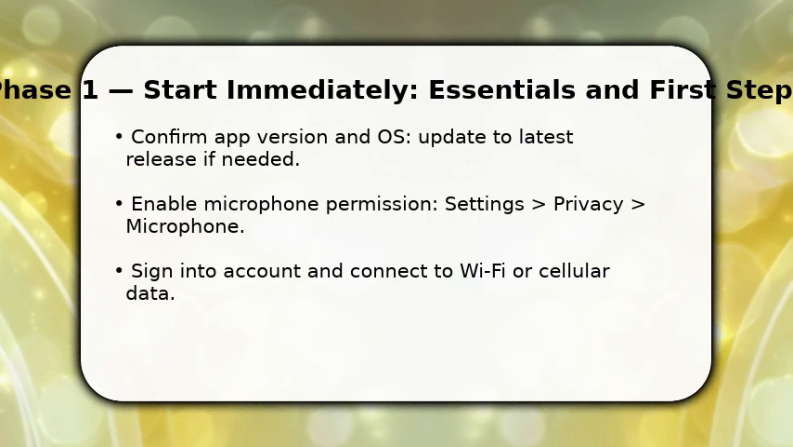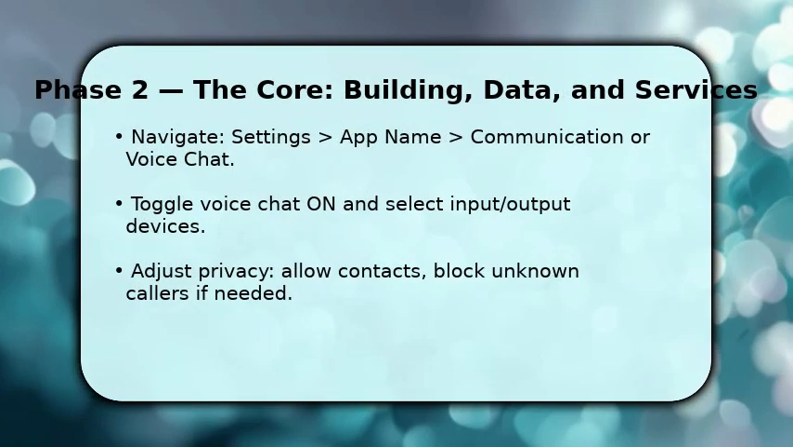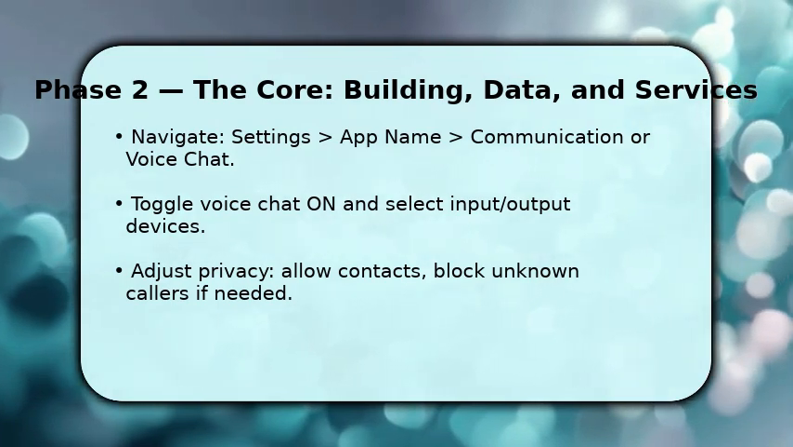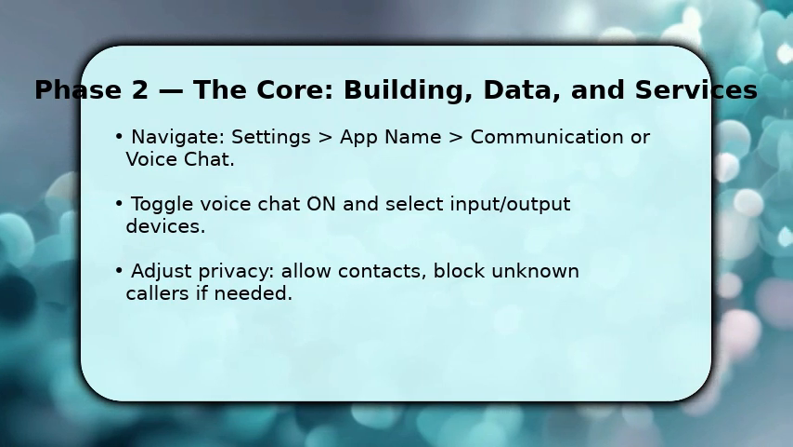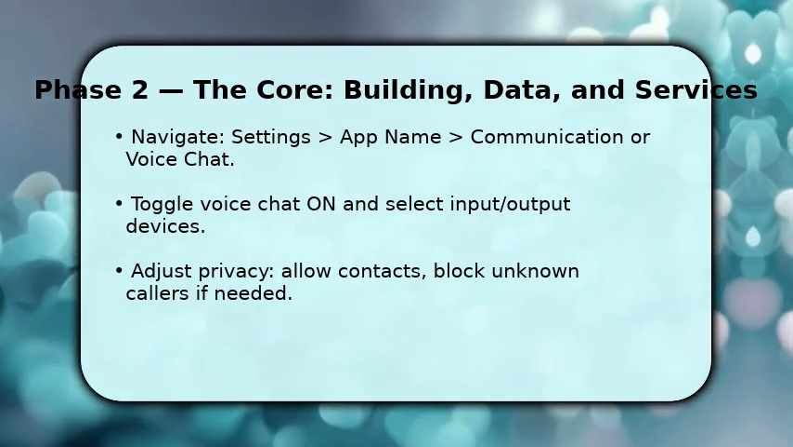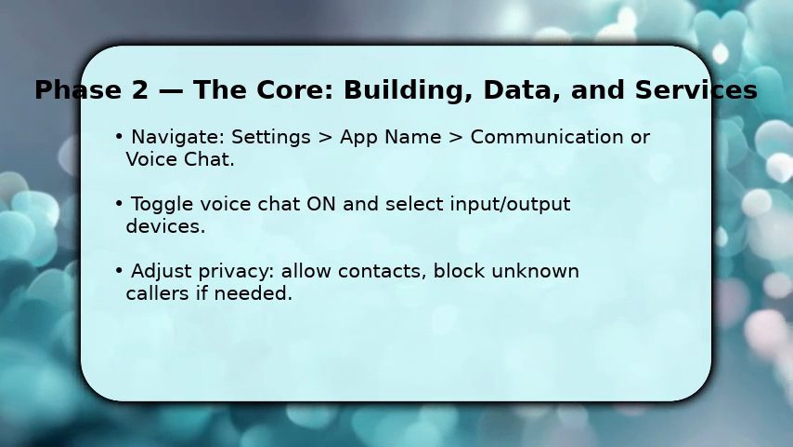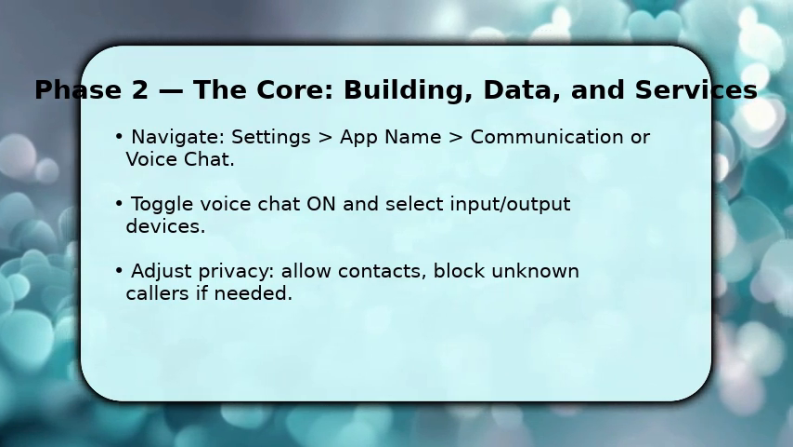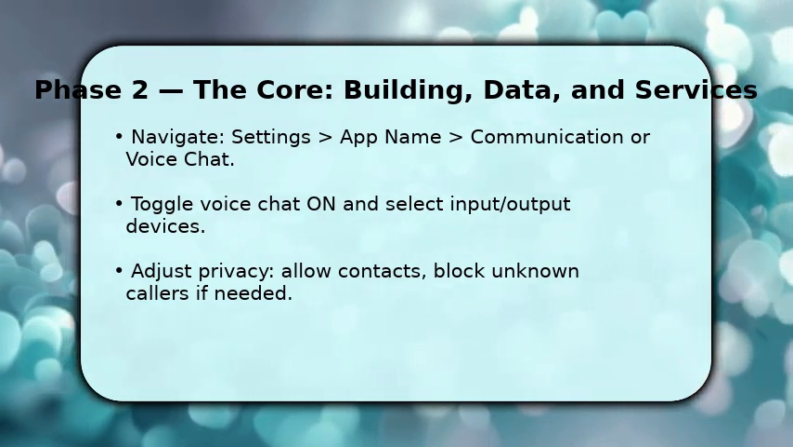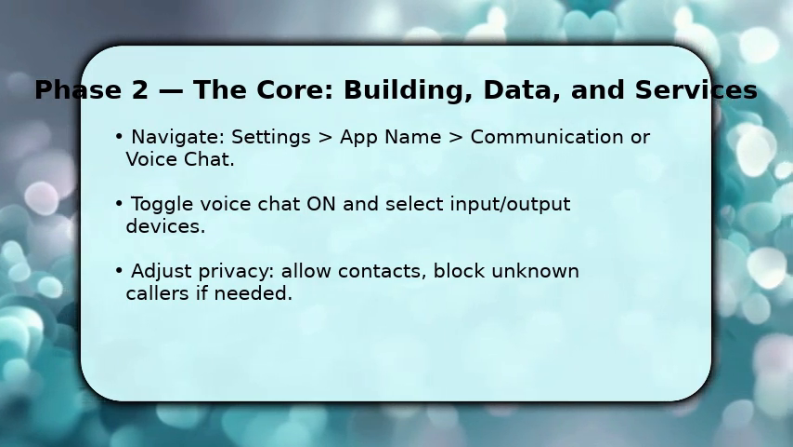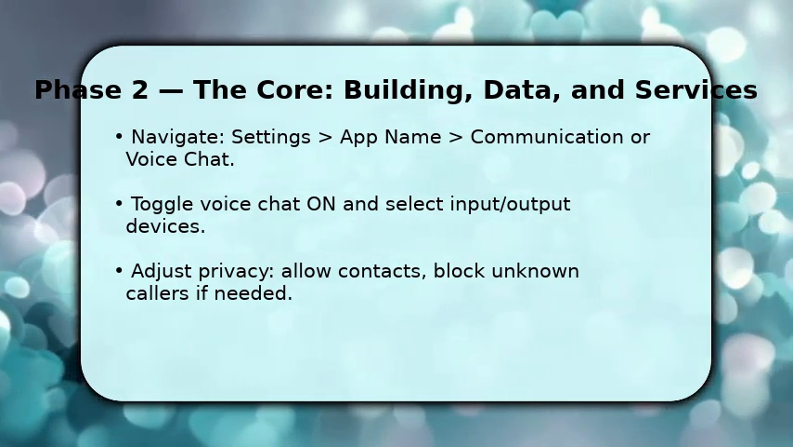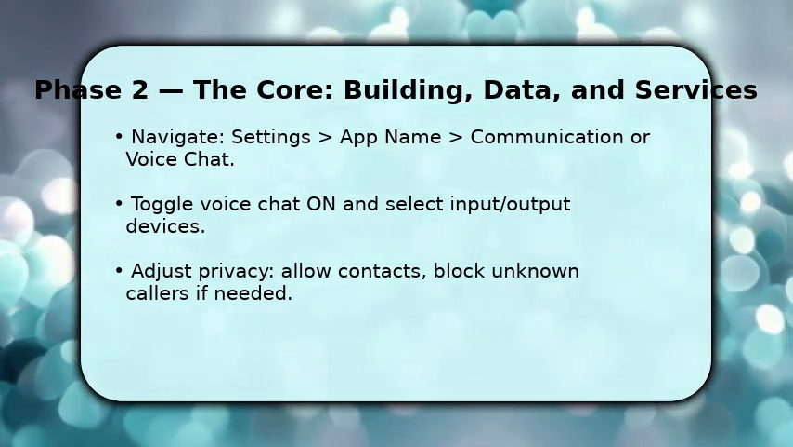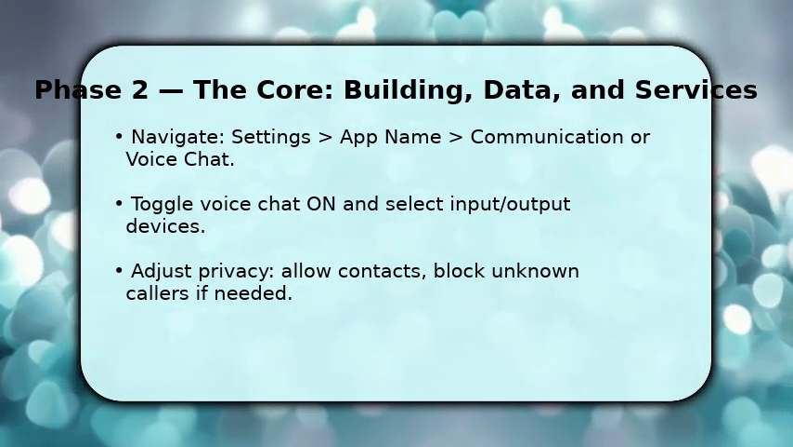Now you go into the app section inside Settings and find Communication or Voice Chat. You toggle the voice chat option on. This explicitly enables the feature at the system level. Once enabled, select your input and output devices, such as built-in mic, Bluetooth, or headset, so audio routes correctly. Make sure contact permissions match how you want calls handled. Allow contacts if you want easy access, or block unknown callers for privacy. These steps connect system permissions to app controls, making actual voice chat possible.